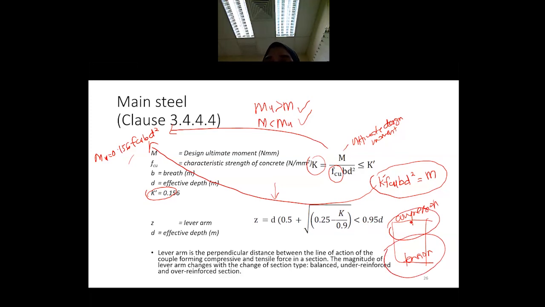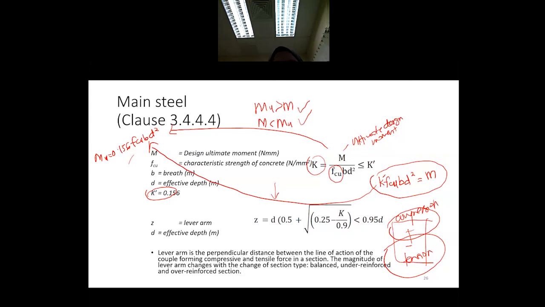Okay. So, kita nak tahu perpendicular distance. Maksudnya distance between line of action of couple forming compressive and tensile force in a section. So, ya kat mana tension, kat mana compression, berapa jarak perbezaan dia. Okay, so that's why we need to calculate the lever arm. We need to calculate dekat mana compression and tension tu actually meet up together lah. Alright, so that is Z.